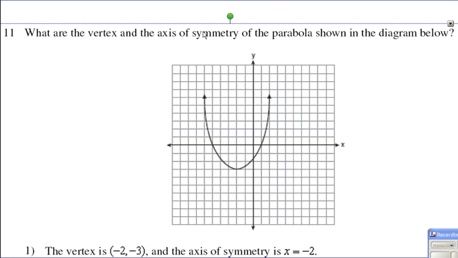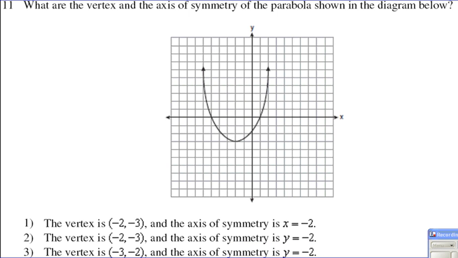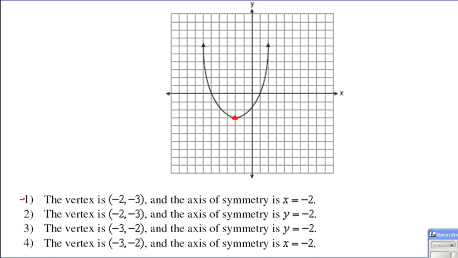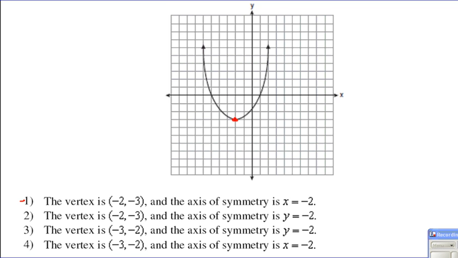Alright, next question here we have vertex is right over here. That's a turning point. So therefore, vertex will be -2 and -3. We're talking about possibly choice number 1 and choice number 2. Now, next one is this. Line of symmetry, as you can see, would have been right over here.